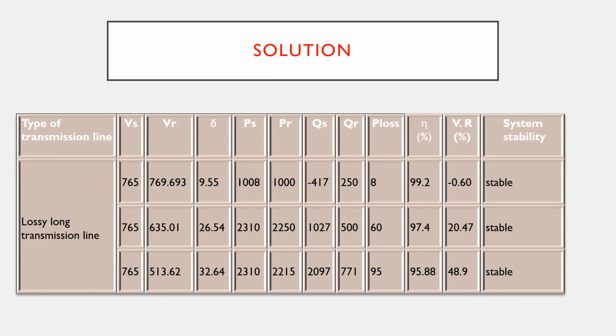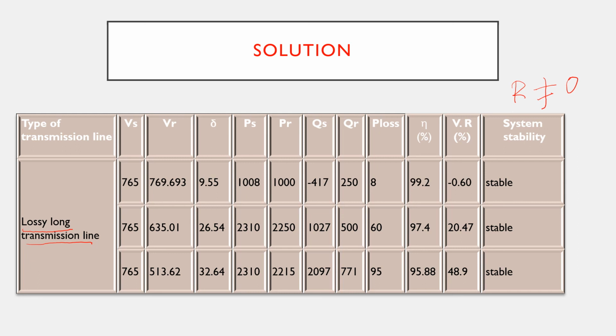This table shows the solution of the above problem. Here it is mentioned the type of transmission line. It is a lossy long transmission line. We consider that resistance is present in the line. In most cases we assume the resistance is very small and negligible. We neglect the resistance for calculation, but in this problem we are taking the resistance into account and using it in the calculation.